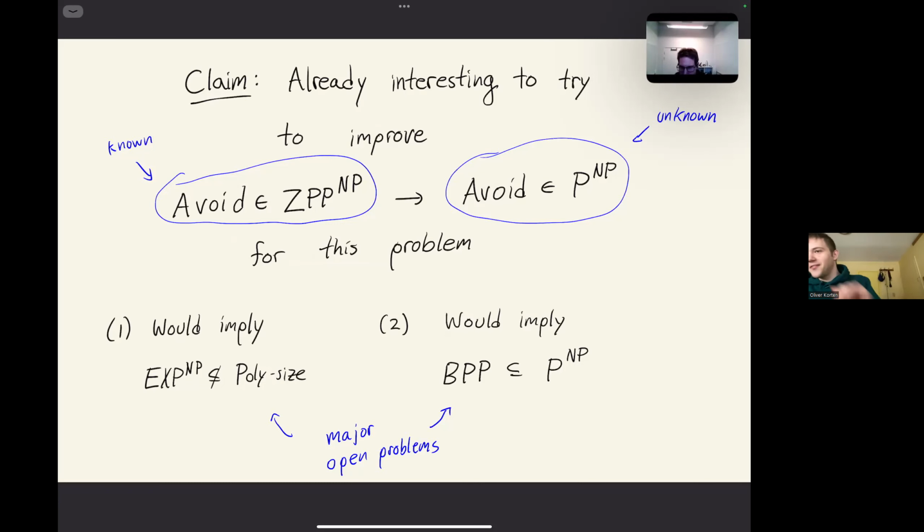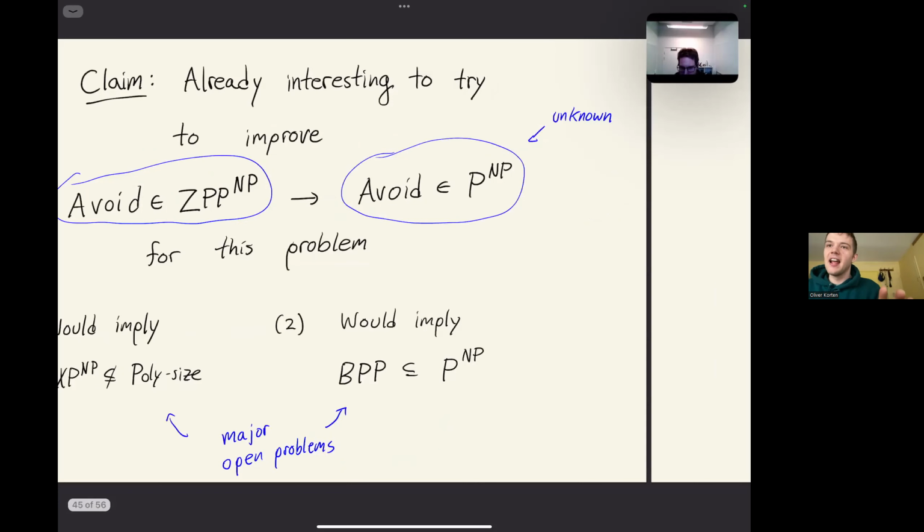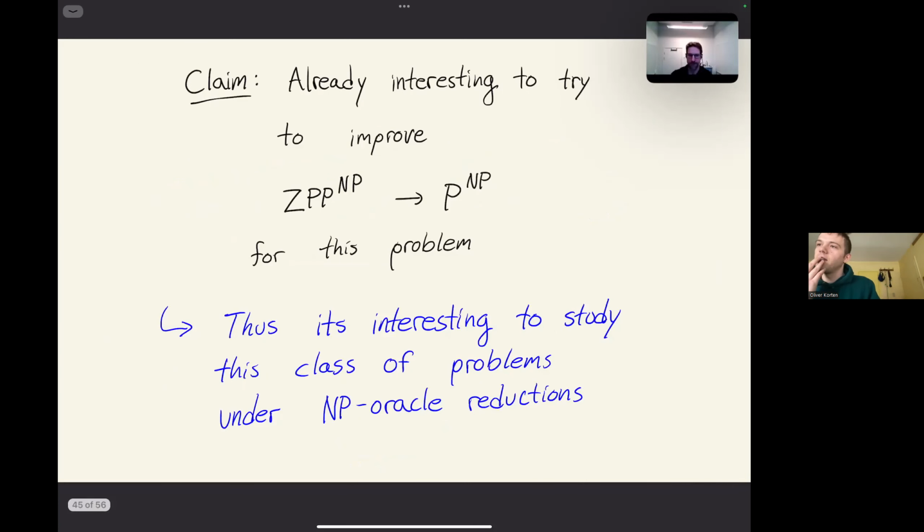So this is kind of weird. The point of this slide is just to justify that it's already interesting to study this class of problems. Instead of, like with NP-completeness, the standard notion of reduction being a polynomial time reduction, we look at this stronger notion of NP oracle reductions, or P to the NP reductions. And the point being, it would already be a huge breakthrough for a lot of the problems in this class to obtain an algorithm like this.